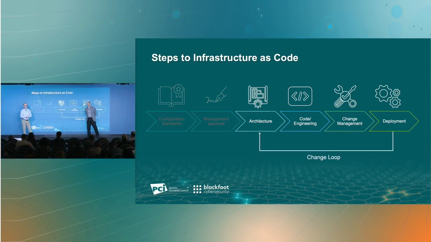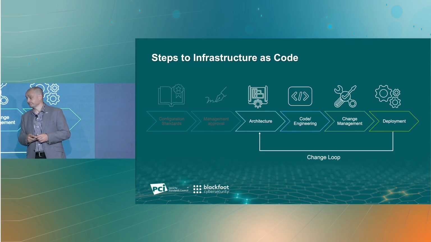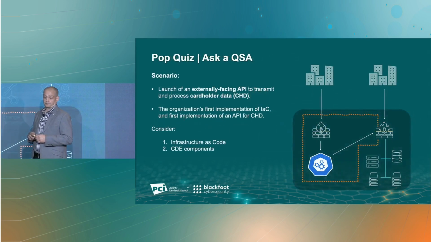Okay, and what we've just got here is a change loop that we've added in. Every time you're going through and changing that infrastructure as code, you need to repeat these steps. So you need to re-architect it, modify the existing code, go through that whole change management process and testing processes, and then redeploy as you would in a traditional network. Yeah, I would agree with that. You'll be looking through this during the assessment.